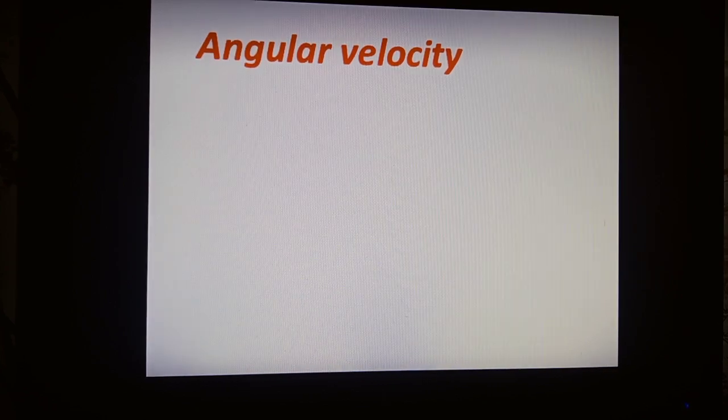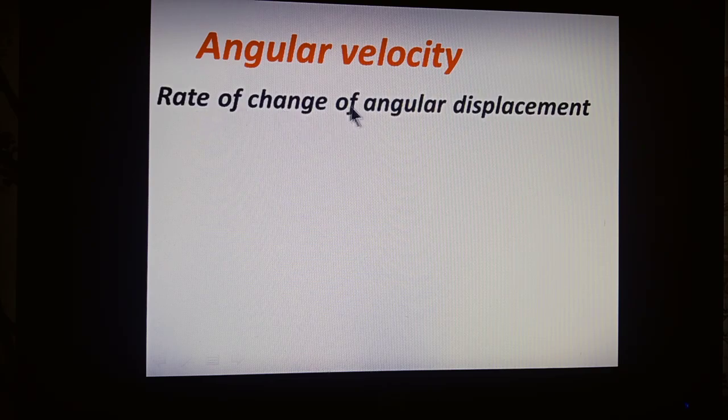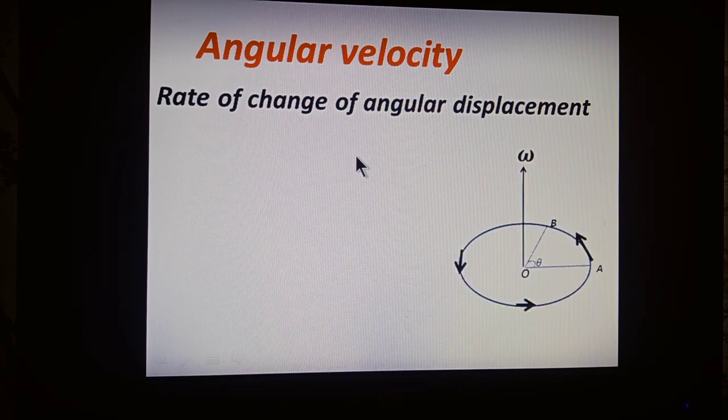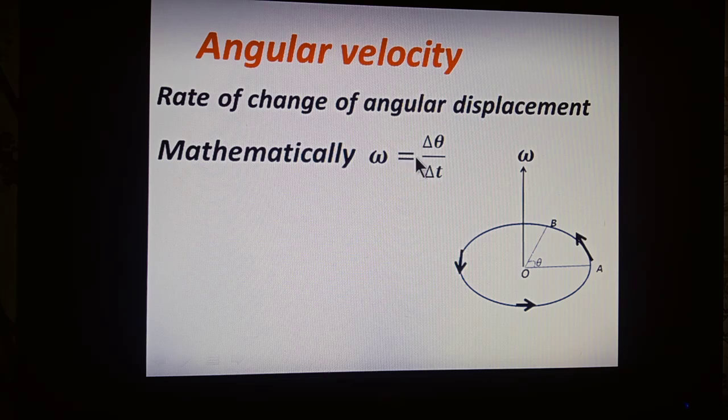Next is angular velocity. First of all, we will come to its definition. As you have defined linear velocity as the rate of change of linear displacement, so angular velocity is defined as the rate of change of angular displacement. It is denoted by omega, and mathematically omega equals delta theta over delta t. Delta theta is what? Change in the angular displacement, and delta t is the time taken for that change.